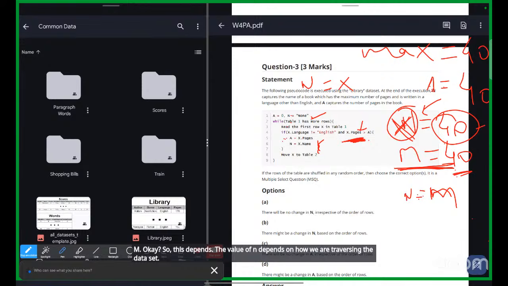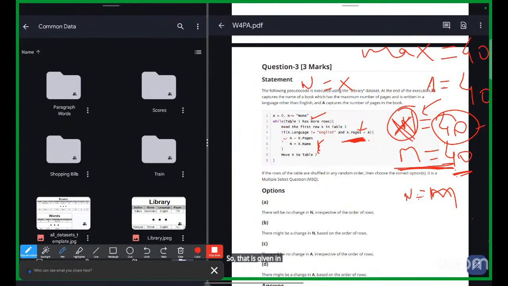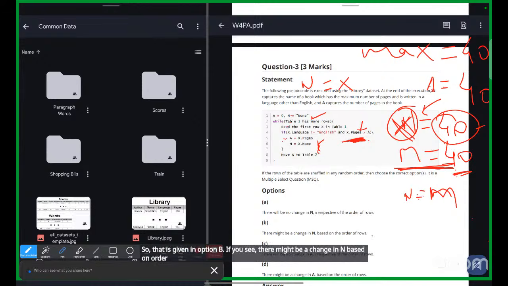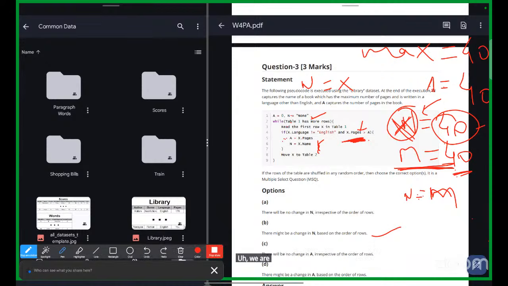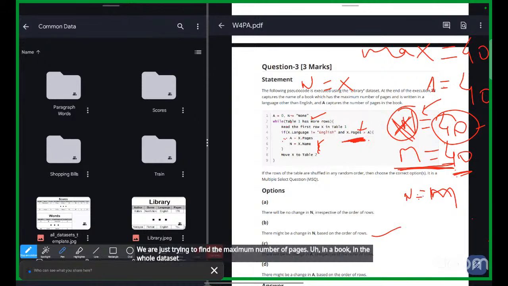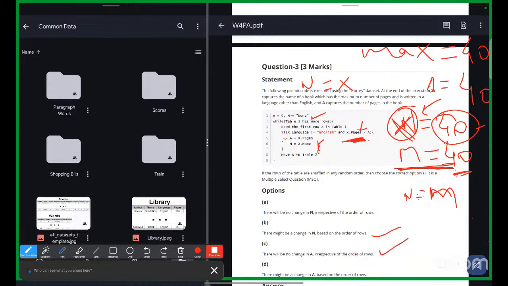So that is given in option B. There might be a change in n based on the order of rows. So this is correct, and there will be no change in a irrespective of the order of rows, because we are just trying to find the maximum number of pages in a book in the whole data set. So a will always have the same value. So B and C are correct.